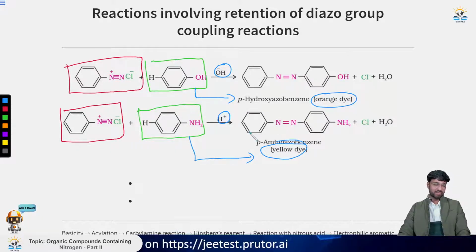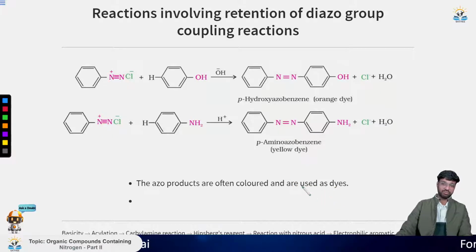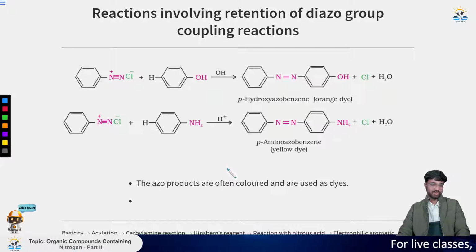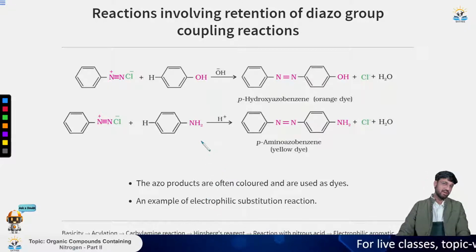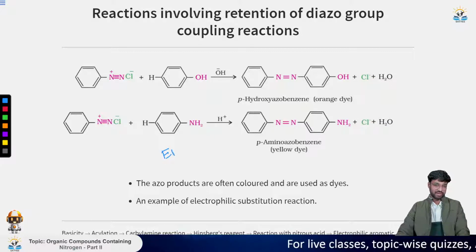Now again, an important point to notice is that azo products are often used as dyes. So you can be asked in a question that upon a coupling reaction you get something that can be used as a dye, then you can guess the product. Now the second most important point is that this is nothing but an electrophilic aromatic substitution reaction.